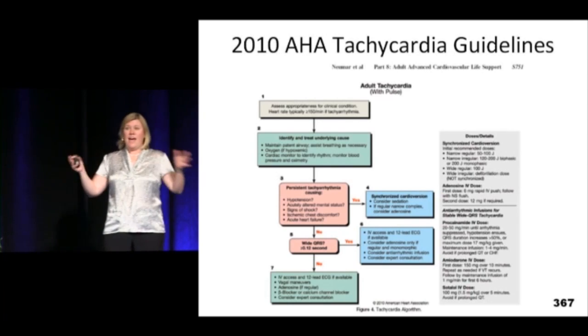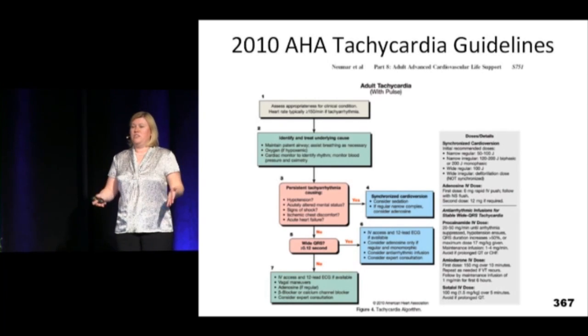Now, if they're not having poor perfusion, you're looking at a patient who actually looks okay, they've got a tachycardia, you've determined that it's not normal sinus rhythm, it's not a sinus tachycardia, but it's a tachycardia nonetheless. You decide whether it's narrow or wide, and then you have kind of 2 branches at that point.